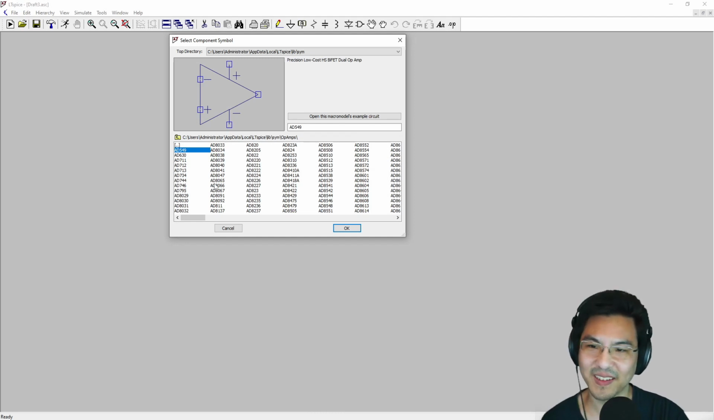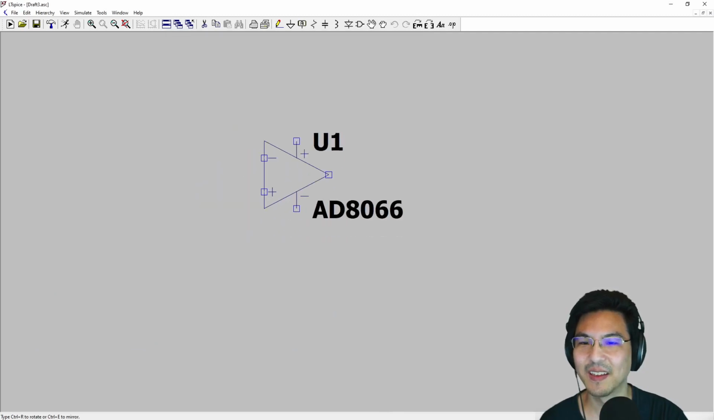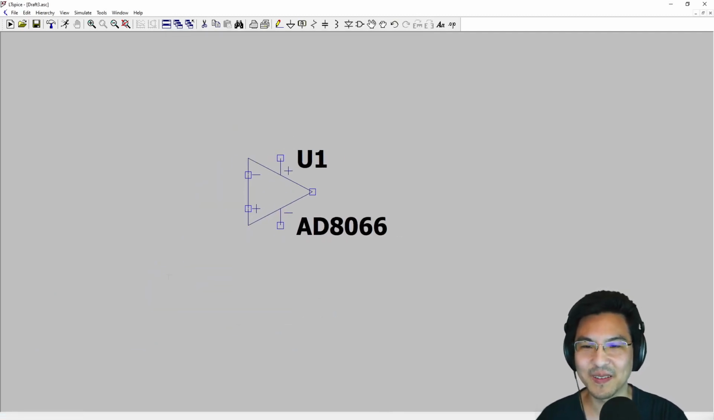Which one do you pick? I recognize this one personally, the AD8066. I've used it before to build headphone amplifiers. So it's pretty good. I know it's a real product that works. So you could go ahead and use the same one I'm going to use. So just plop that down there. Okay, so we got an op amp.